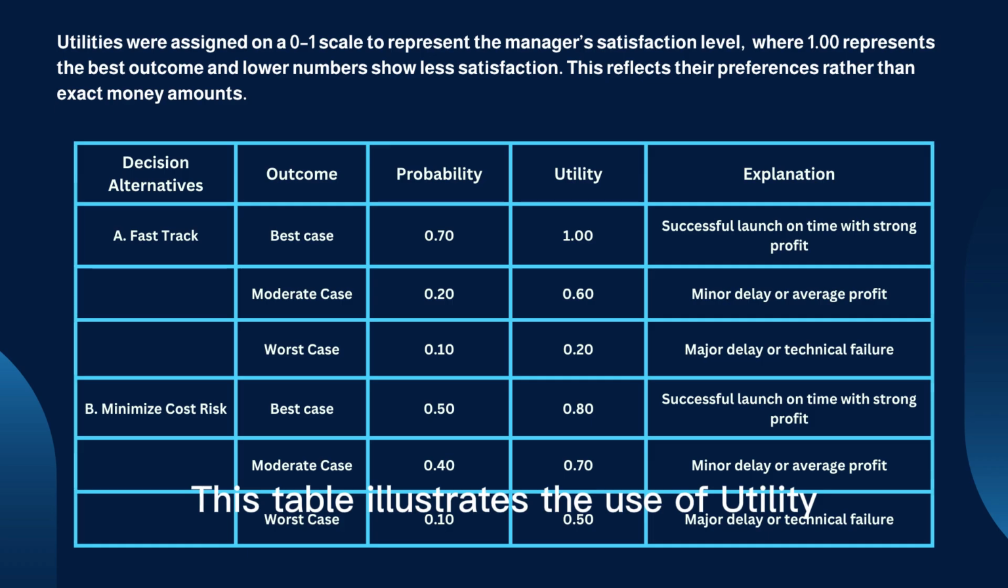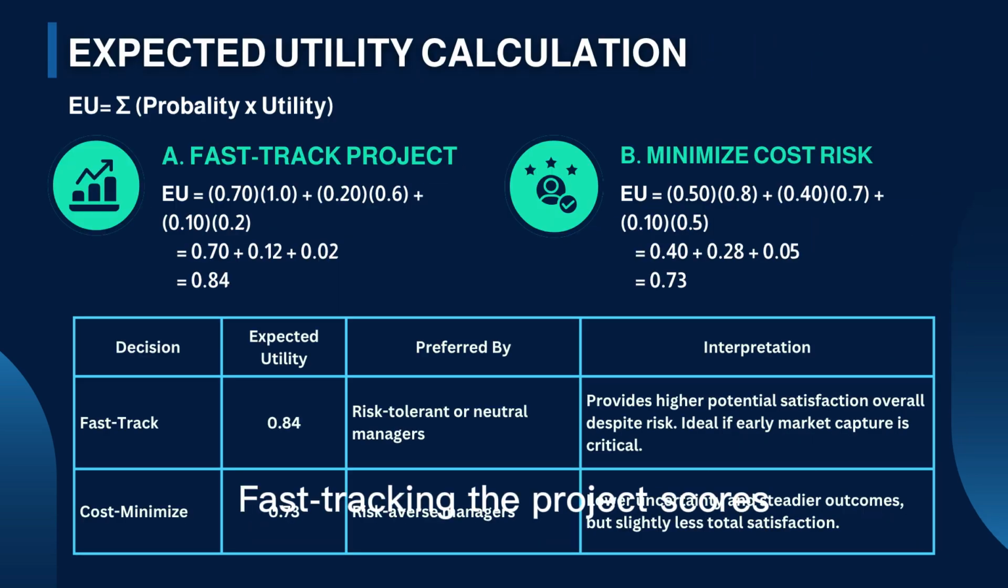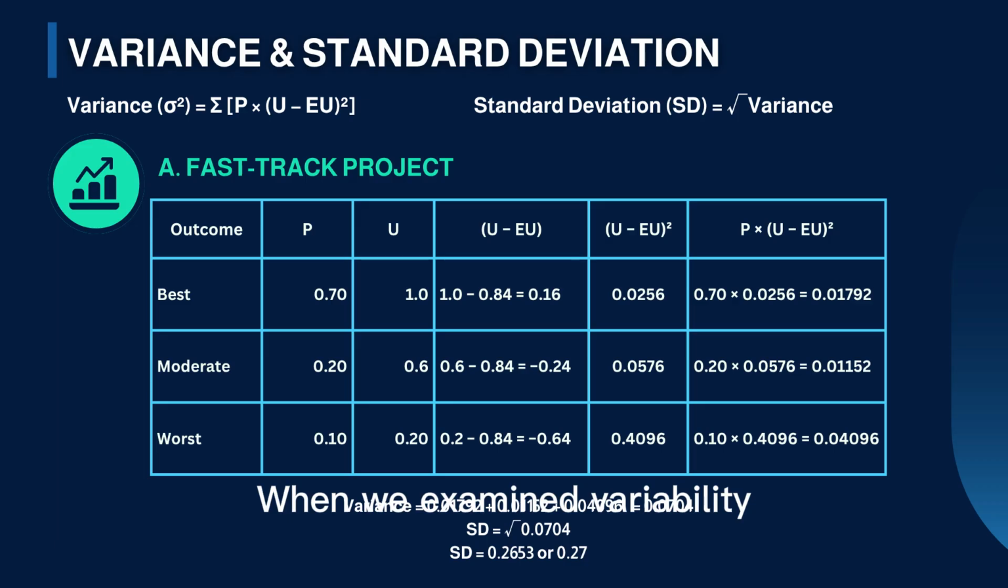This table illustrates the use of utility theory to assess 2 strategies: fast-track and minimize cost risk, by assigning probabilities and utility values for outcomes, measured on a 0 to 1 scale of satisfaction. The fast-track option has higher uncertainty, while the cost-minimize option is more stable but less ambitious. Fast-tracking the project scores 0.84 in expected utility, while minimizing cost risk scores 0.73. Risk-tolerant and neutral managers might go for fast-tracking to capture the market early, while risk-averse ones prefer stability and lower uncertainty.